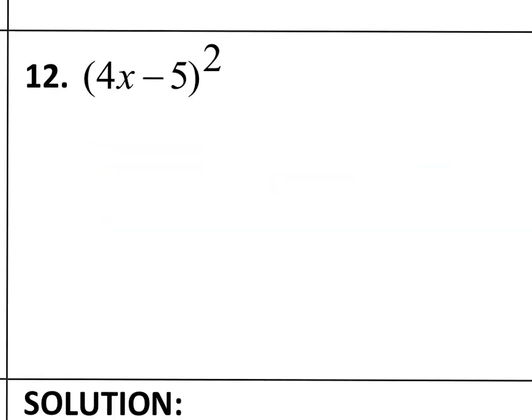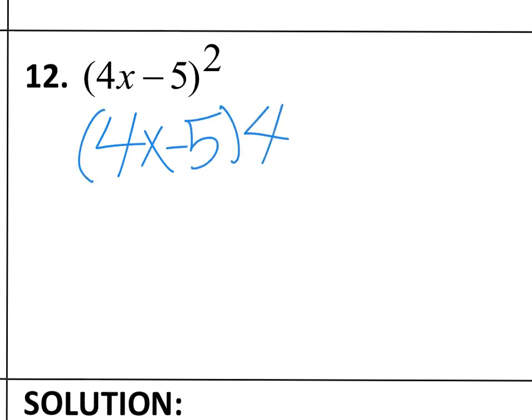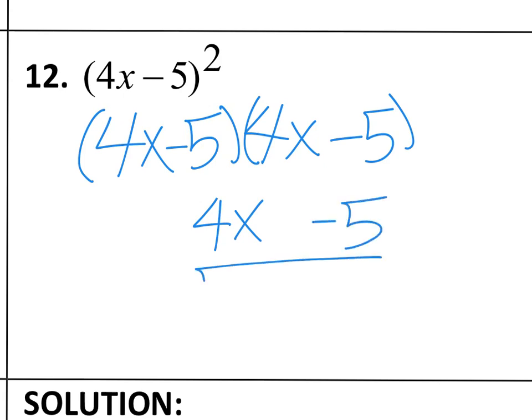Alright, number 12 is asking you to square what's inside of the parentheses. So remember, when you square something, you're multiplying it times itself. So it's really like you're doing 4x minus 5 times 4x minus 5. So it might help you to write that so you see that this is an opportunity for you to use the box. So we can set up our box and 4x minus 5.